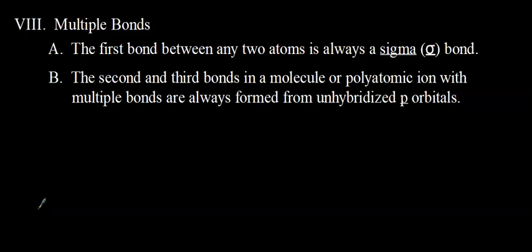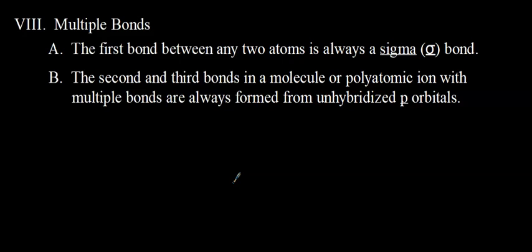Whereas the second bond in a double bond, or the second and third bonds in a triple bond in a molecular or polyatomic ion, form from unhybridized p orbitals. So let's back up a little bit for a second here. Sigma bonds result from the overlapping of 2 hybrid orbitals, or the overlap of 1 hybrid orbital and 1 atomic orbital. I'll show you an example of this in a little bit. The second and third bonds in a molecule or polyatomic ion, where you have a double or triple bond, form from the overlapping of unhybridized p orbitals.